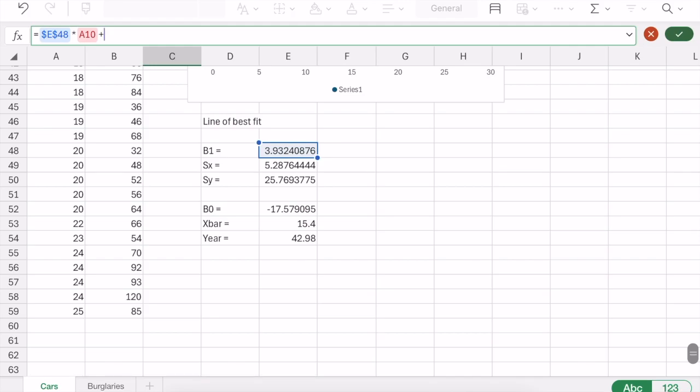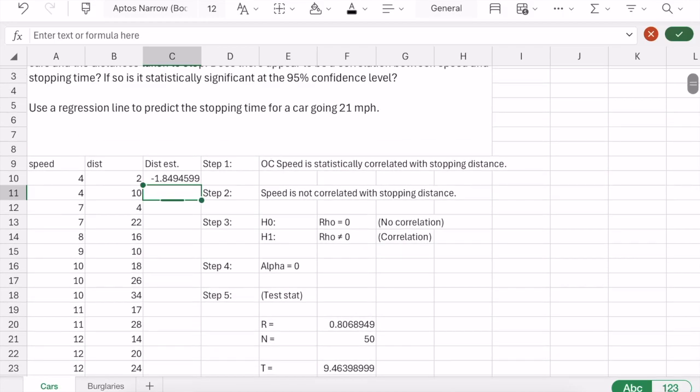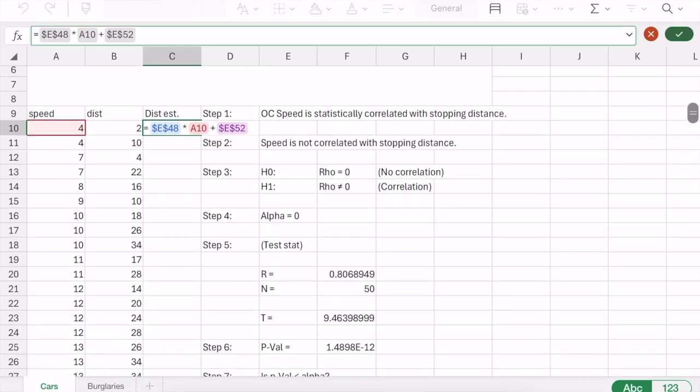Okay, B naught, and I'm going to click, there we go. Dollar sign right there. I'll go ahead and put a dollar sign there. Okay, great. Alright, so according to this model, when the speed is 4, my stopping distance is negative 0.84. So that doesn't seem very good. Let me just make sure that's right.